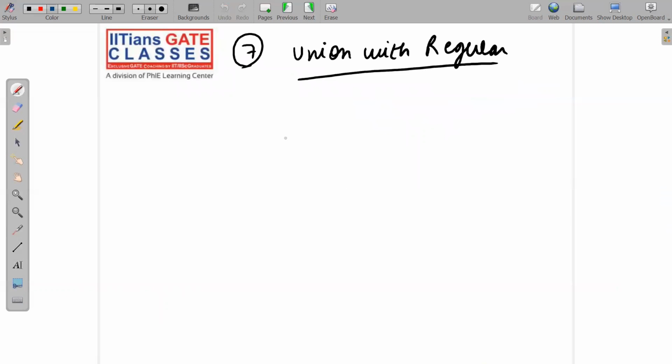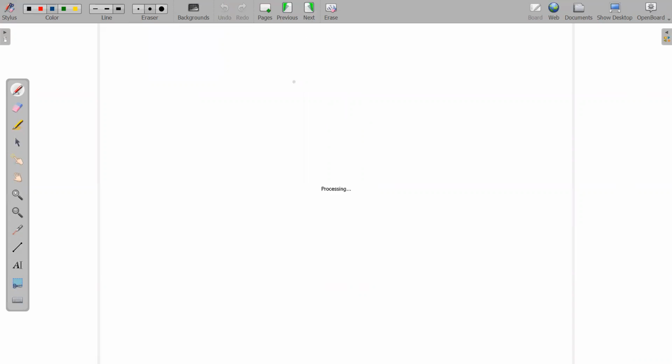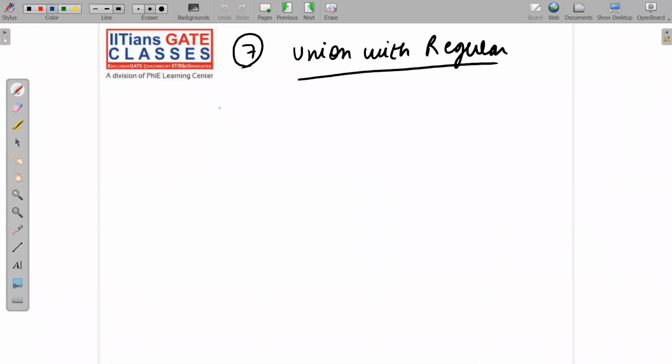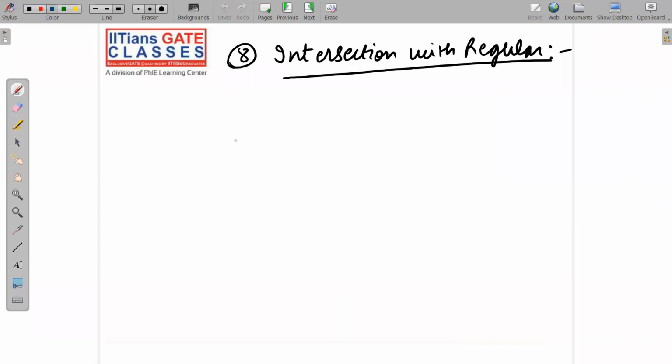Union with regular, you have to remember it. All types of languages are closed under union with regular and intersection with regular. I am not going into the proof. Since all languages are closed, DCFL is also closed under union with regular, and in intersection with regular, since all languages are closed, DCFL are also closed.